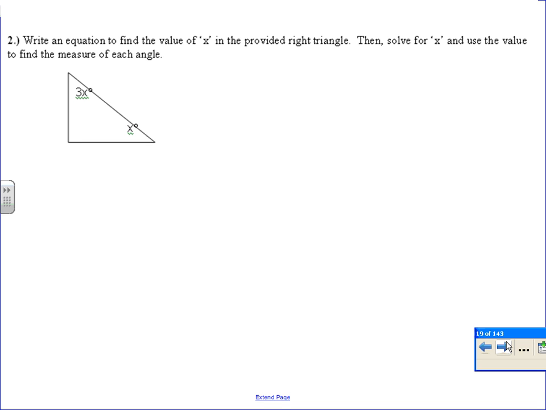Okay, number 2 says, we're on page 44, write an equation to find the value of x in the provided triangle. Then solve for x and use the value to find the measure of each angle. Go ahead and write an equation. We've done this before. So number 2, it's a right triangle. Write an equation, please. Do not go any further, just write an equation. Page 44, Sean. Front of page 44. Write an equation. Don't go any further. We're on number 2. 44. Go on.